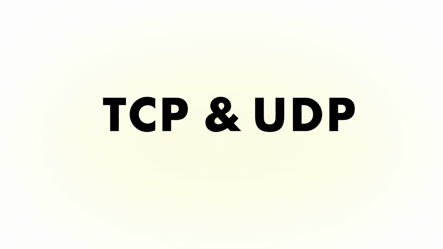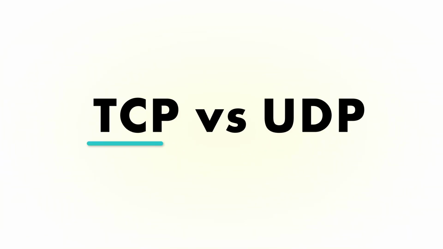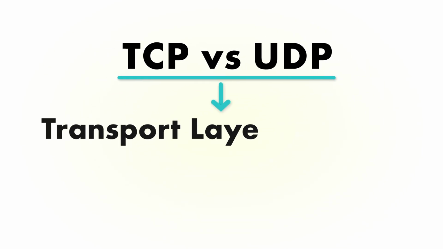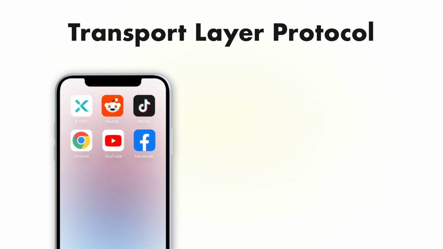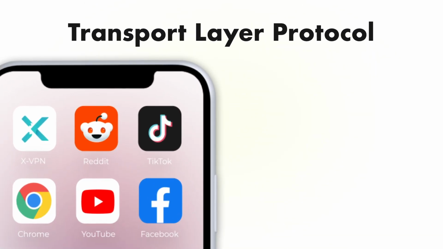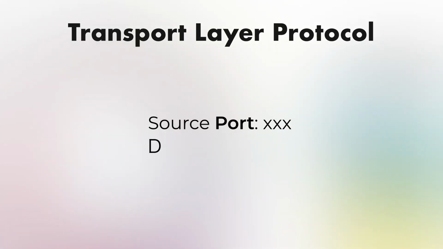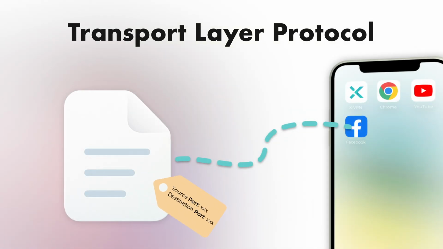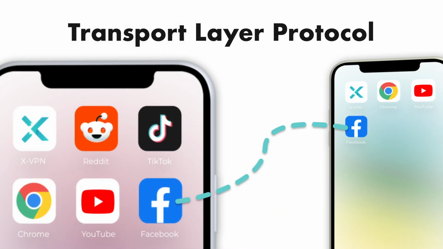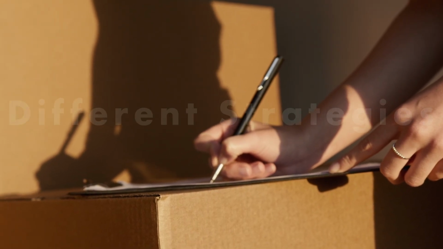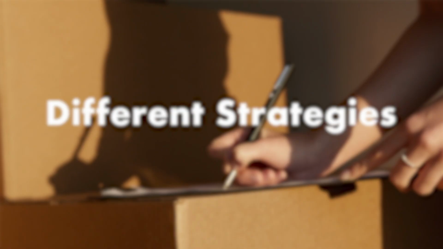What are TCP and UDP, and how do they differ? Both TCP and UDP are transport layer protocols. They define how data moves from one device's application process to another's, using port numbers to tag and identify which application the data belongs to. But they follow completely different strategies to do it.